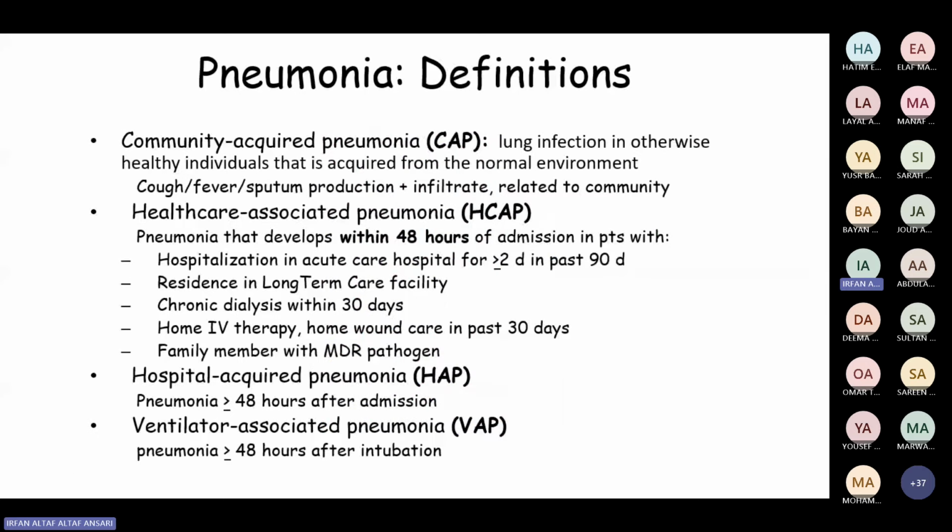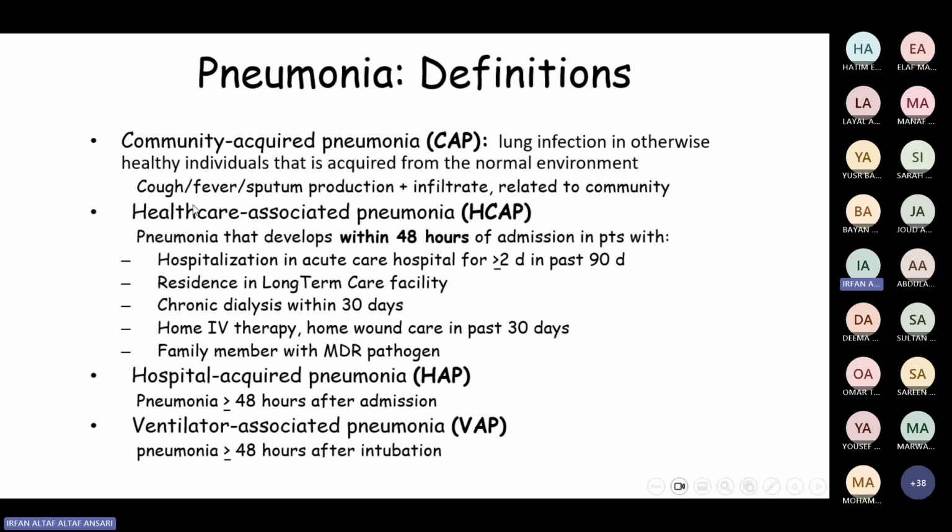So there are certain definitions we use in pneumonia. What are these definitions? Community acquired pneumonia. What do you mean by community acquired pneumonia? It is pneumonia or lung infection in otherwise healthy individuals, acquired from the normal environment. A healthy person in a normal environment, if he gets pneumonia, we call it community acquired pneumonia.